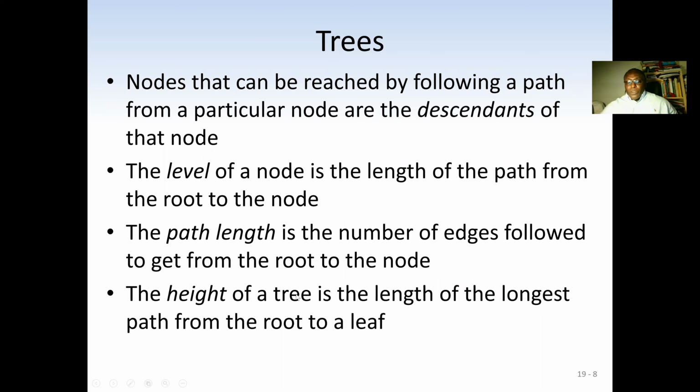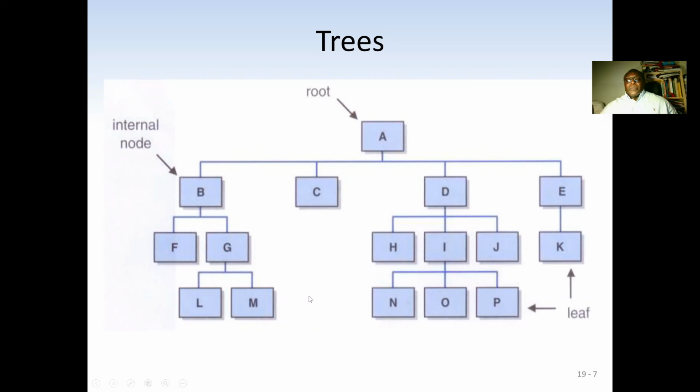Also, what is a level? The level is each step in the hierarchy of the tree. So for example, A will be level 0. Then when I move to the next step, B, C, D will be level 1. Then F, G, H, I, J, K are level 2. Then L, M, N, O, P are level 3.